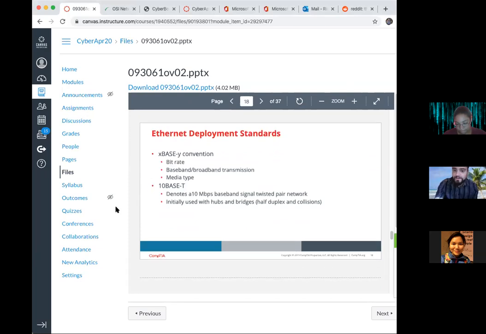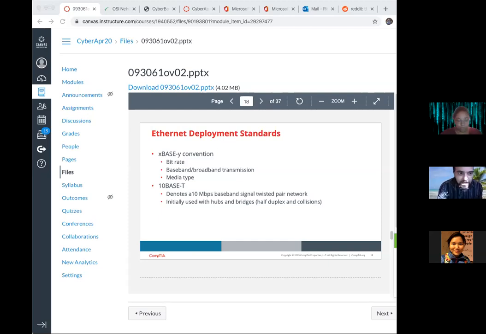Ethernet deployment standards. We have several different Ethernet deployment standards. These are going to be based on distances. Like this X base Y, this is going to have things like the bit rate in megabits or gigabits per second, the baseband or broadband transmission. That's whether it's using baseband or broadband, but all Ethernet is going to use baseband. And then they have a designator for whatever the media type is. So that's the convention for when they're speaking about it.